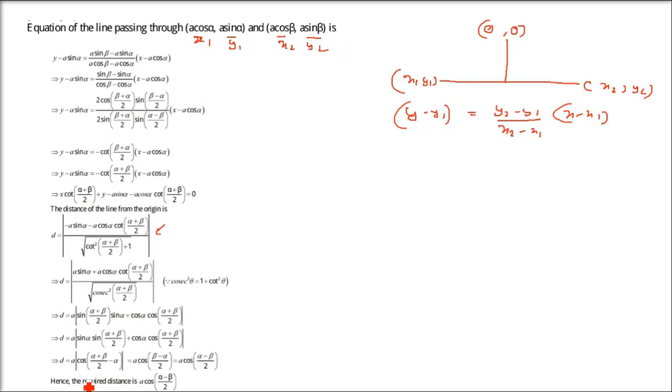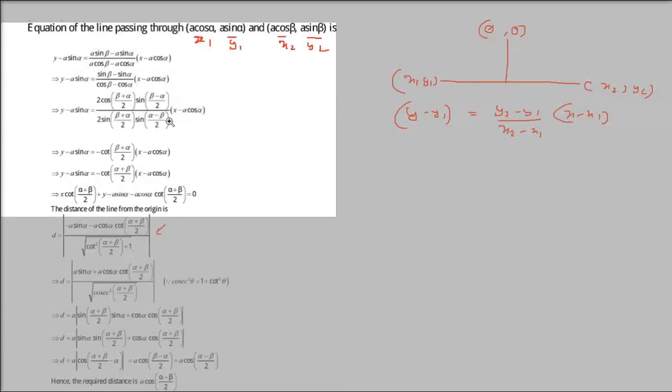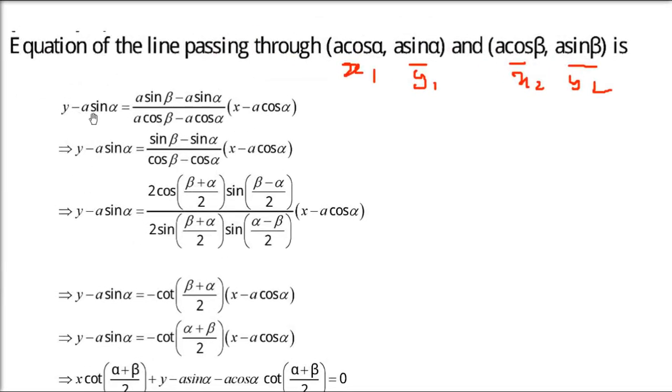Now I'll show you here only, because it will take a lot of time if I actually do it. So y minus a sin alpha and x minus a cos alpha. X1 y1 we have taken, y minus y1 is y minus a sin alpha, and x minus x1 is x minus a cos alpha. Now y2 minus y1 is a sin beta minus a sin alpha, and x2 minus x1 is a cos beta minus a cos alpha. Take a common, a will get cancelled. Sin beta minus sin alpha by cos beta minus cos alpha.